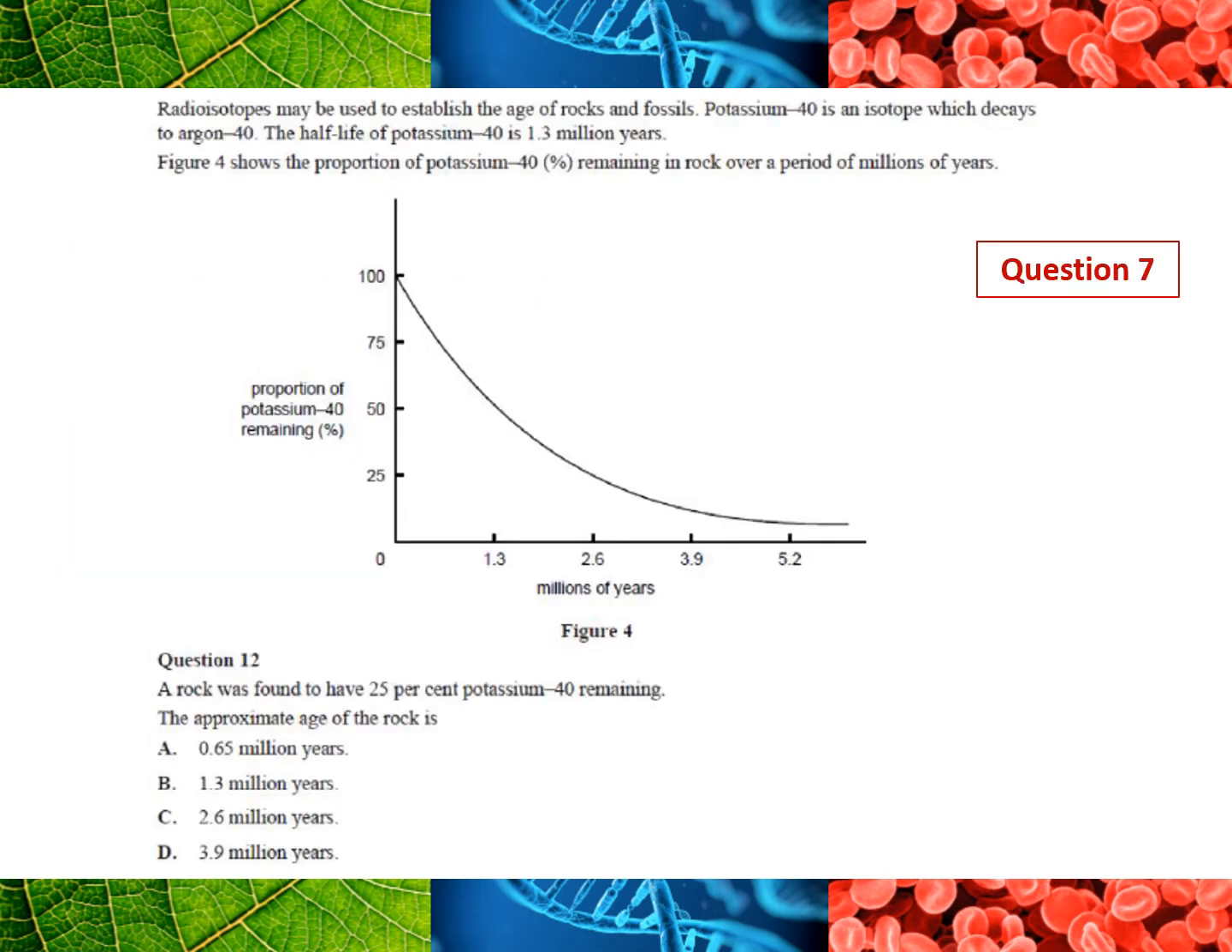Right, the next question gives us a graph like we've looked at before. It's looking at potassium argon decay, and it tells us here that the half-life for this is 1.3 million years. Okay, so here that 1.3 million years is one half-life. This is the second half-life, so it's first half-life, second half-life, third half-life, fourth half-life. A rock was found to have 25% potassium-40 remaining. Okay, 25% is a quarter.